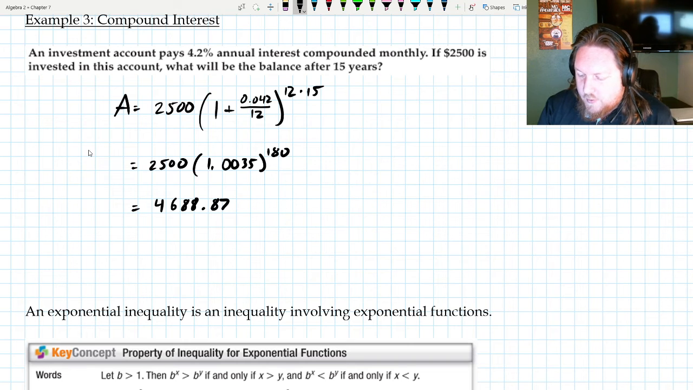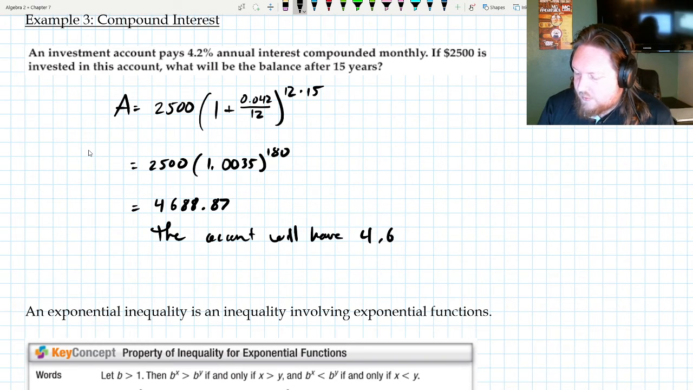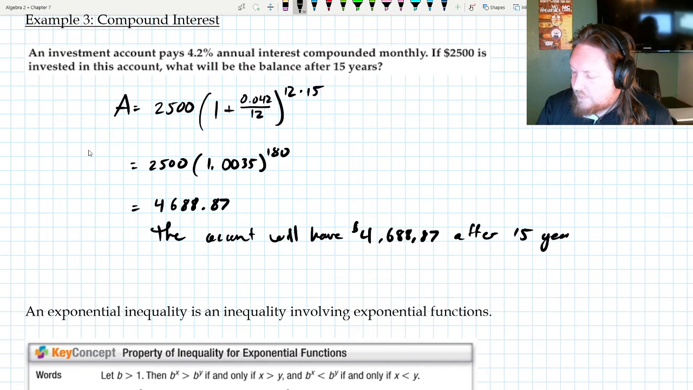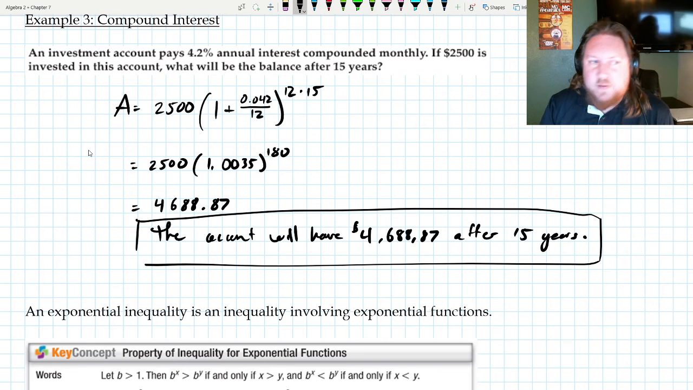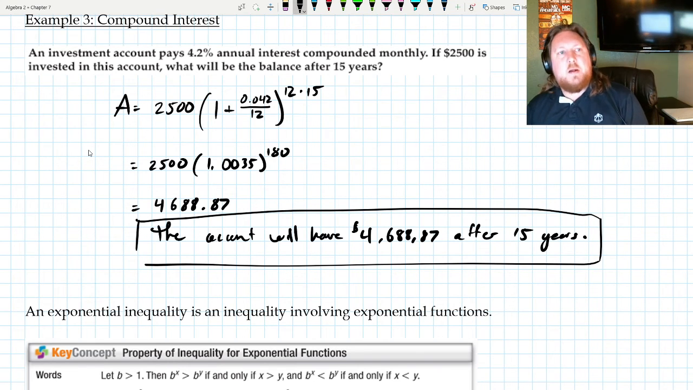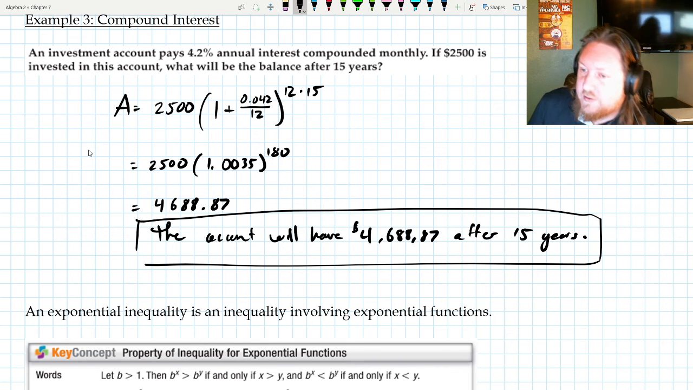and I get an amount of $4,688.87. The account will have $4,688.87 after 15 years. Because we're talking about money, obviously I rounded it to the nearest cent. My bank account isn't going to give me tenths of a cent, even though that's what the gas station charges me. So that's the idea there.